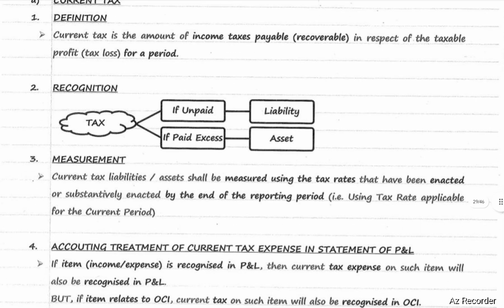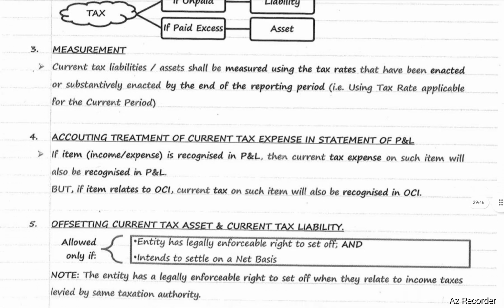Measurement. Current tax liabilities and assets should be measured using the tax rates that have been enacted or substantively enacted by the end of the reporting period. That is, using the tax rate applicable for the current period. So, for calculating the current tax liability or current tax asset, first take either tax rates enacted or going to be enacted for the previous year.